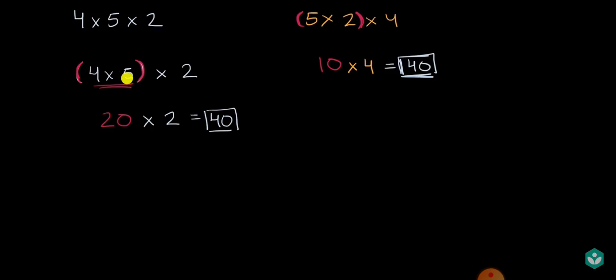Here we wrote it out in a different order, 4 times 5 times 2. Here we wrote 5 times 2 times 4. Here we did the 4 times 5 first. Here we did the 5 times 2 first. But notice, we got the same result.